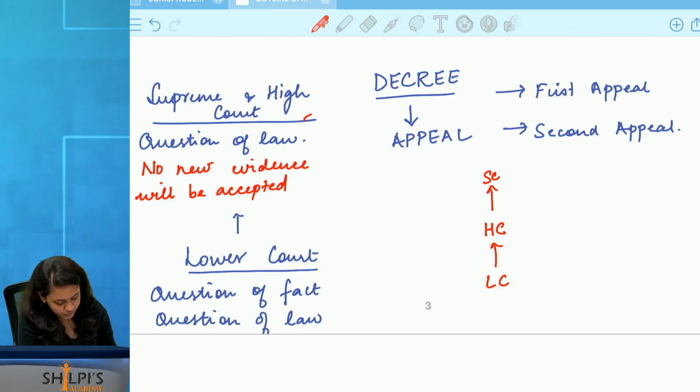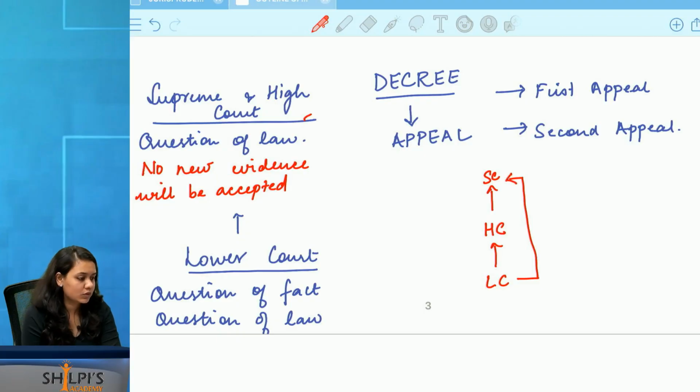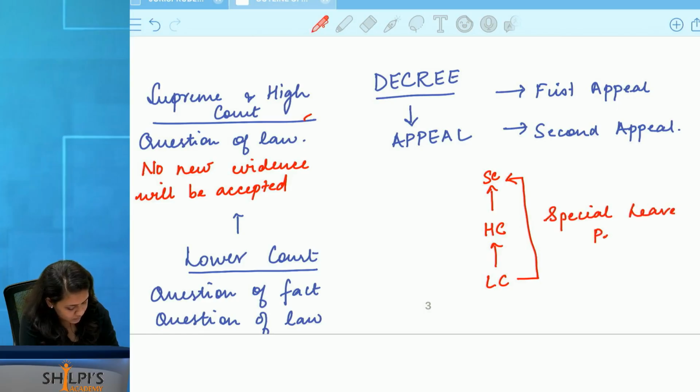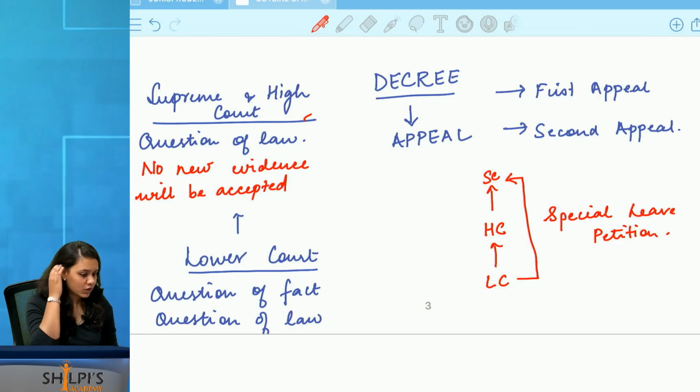There is only one situation where you can approach directly from the lower court to the Supreme Court. It's what we call an SLP, Special Leave Petition, where you directly approach the Supreme Court. There are certain factors, conditions why this should be allowed. In short, it's like saying you have special leave to skip the High Court and go directly to the Supreme Court in this matter. Fine? Okay.